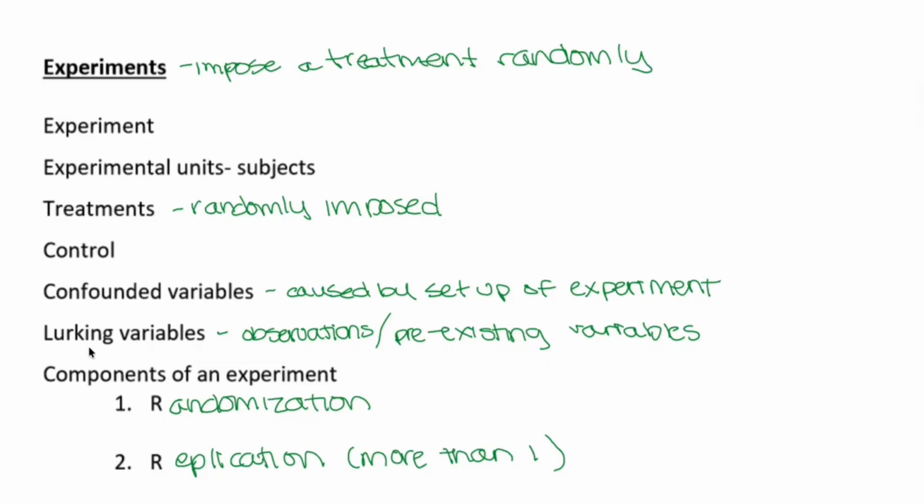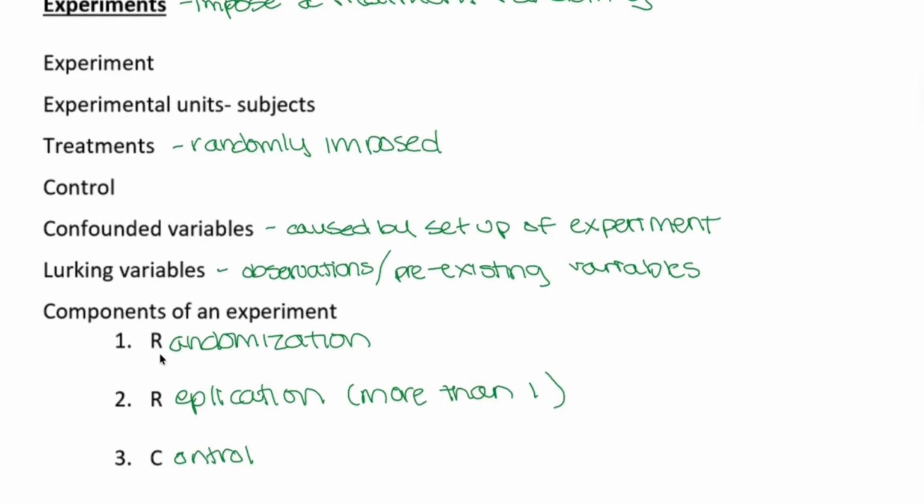A lurking variable, on the other hand, is a pre-existing variable, which means even though you pay attention to the little details when doing the experiment, lurking variables still exist. That is a factor you cannot change or manipulate, and that will be a lurking variable.